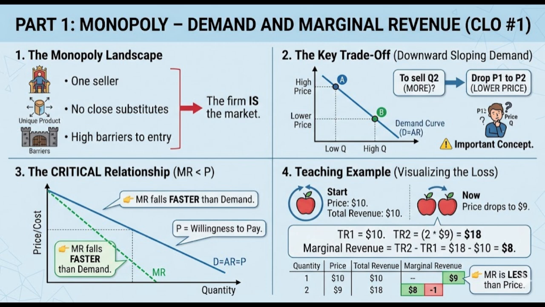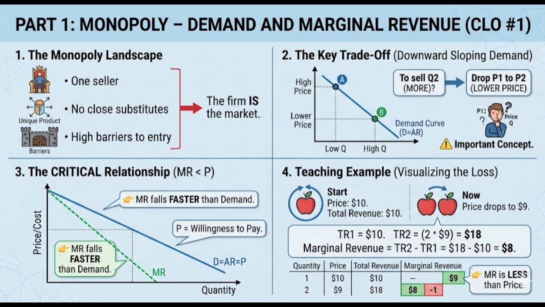Why? Because when you lower the price, you gain revenue from selling one more unit. But you lose revenue on all previous units. So what happens? MR falls faster than demand.